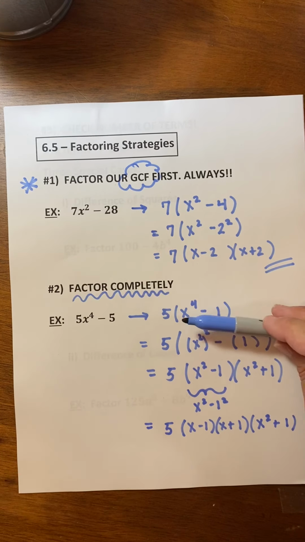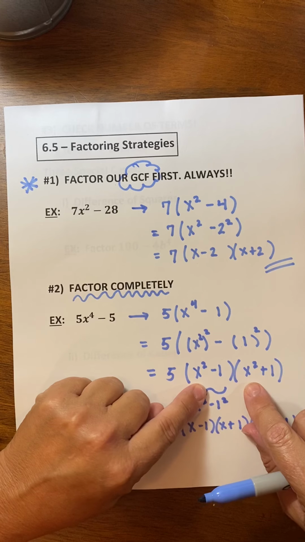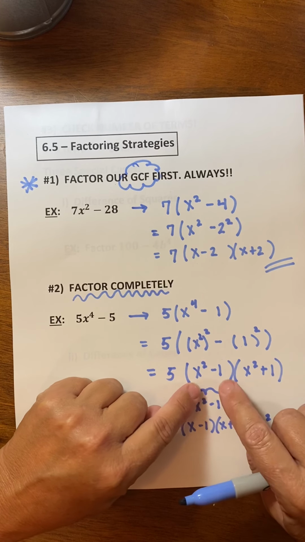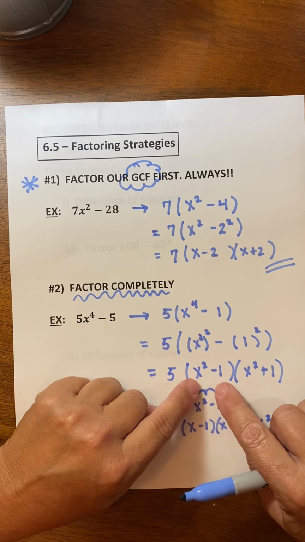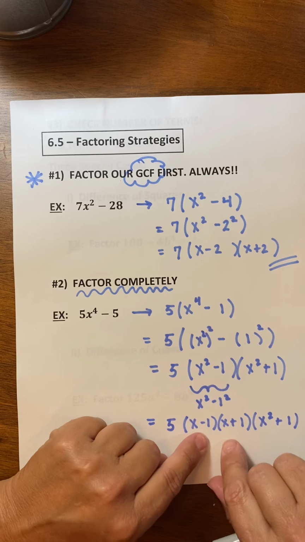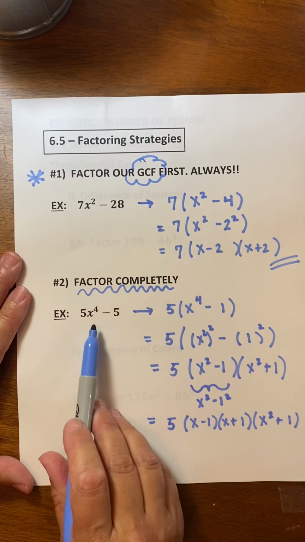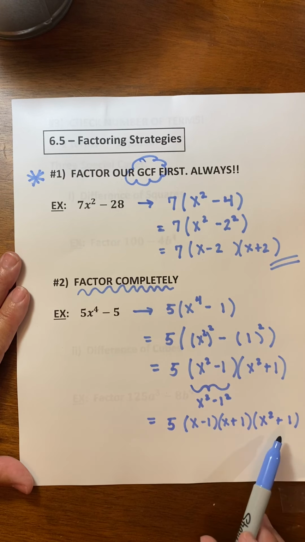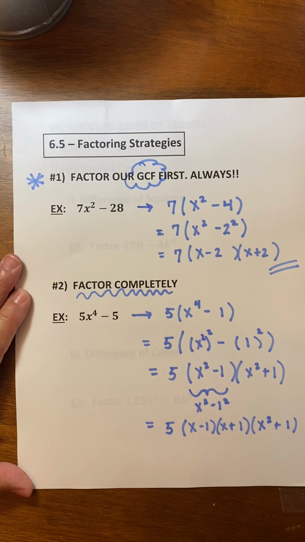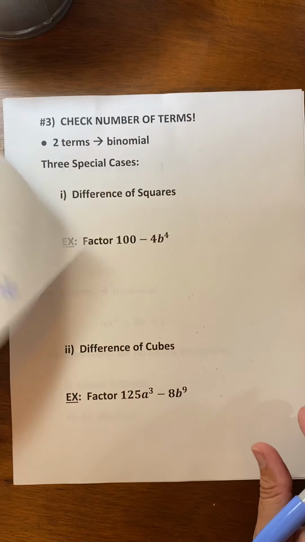So we took the 5 out, but x to the 4th minus 1 could be factored further. X to the 4th minus 1 factored into x squared minus 1 and x squared plus 1. But we have to factor completely. We have to look carefully inside the parentheses. We have the difference of squares here. That factored into x minus 1, x plus 1. So we put it all together. And 5x to the 4th minus 5 is 5 times x minus 1 times x plus 1 times x squared plus 1. All right, I know, a lot going on there, but pretty cool.